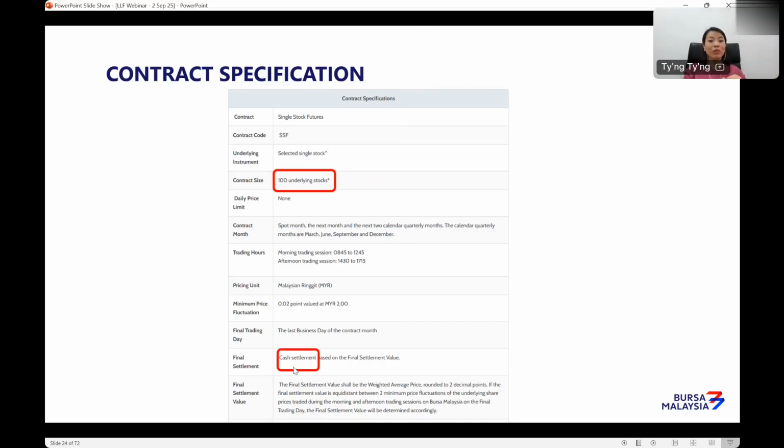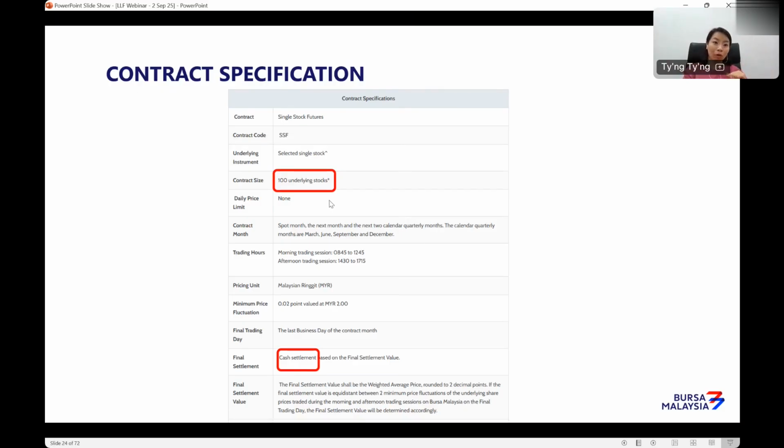Now, the final settlement will be a cash settlement, meaning it doesn't involve any delivery of the physical asset. Let's say, for example, if today I'm trading a futures contract for iPhone, it depends on the final settlement. If we say that I need to deliver the iPhone, then when the contract expires, I need to deliver the iPhone. But if it is a cash settlement, for any differences, you just need to pay by cash or you're going to receive the cash.